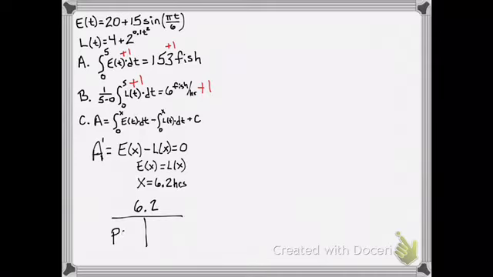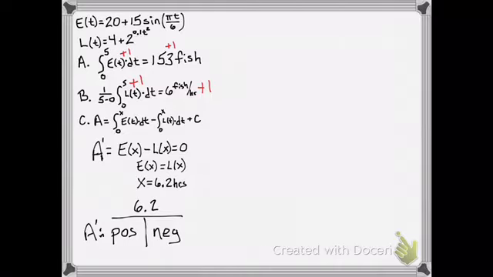So that means that the derivative A prime would be positive because E of x is bigger than L of x, less than 6.2. E of x is less than L of x when x is greater than 6.2. And so this verifies that we have a maximum. Positive means we're increasing, negative means we're decreasing. That creates a maximum.